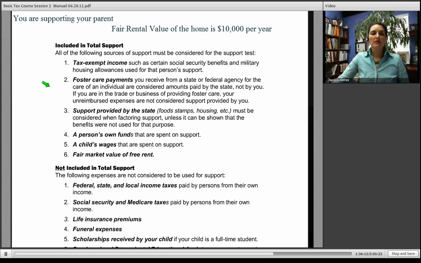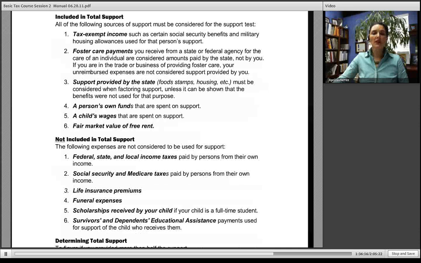All right, next, what is not included in support. The following expenses are not considered to be used for support: federal, state, and local income taxes paid by persons from their own income; Social Security and Medicare taxes paid by persons from their own income.